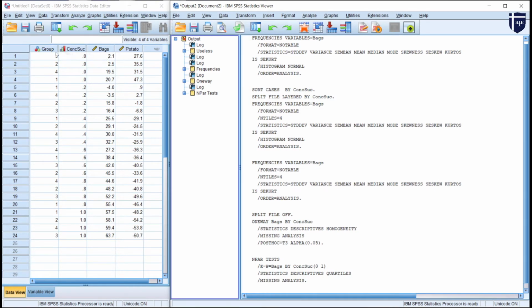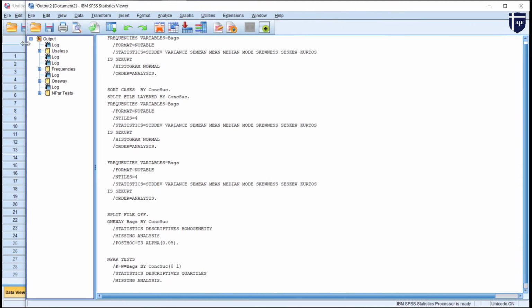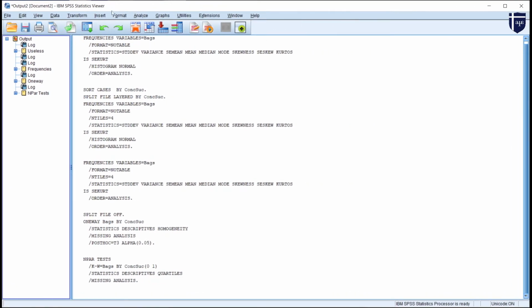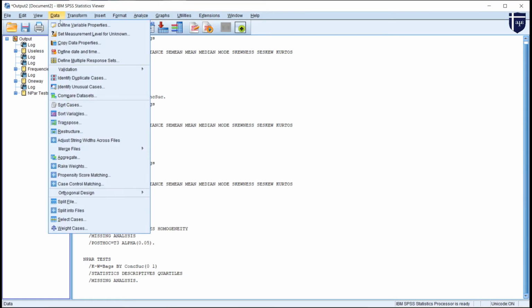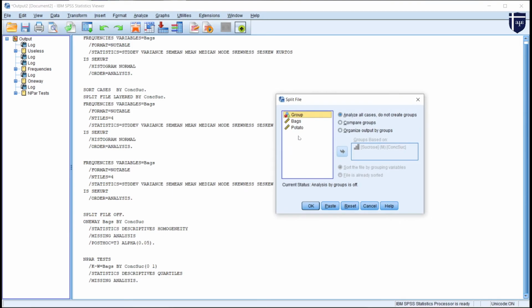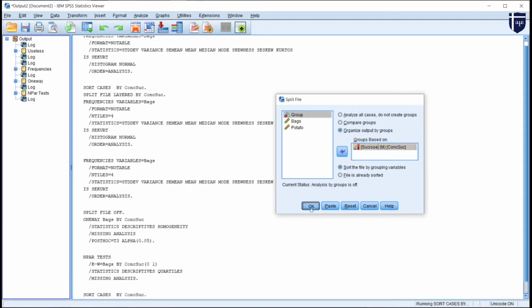So again, we're looking at these data here, but instead of bags, we're looking at just potatoes. Okay, so I'm going to put that back. First thing I want to do is split the data again so that I can get my descriptive statistics. Split file. But this time we're going to organize output not by that, and it's going to be right. Yeah, that looks right. Say OK.